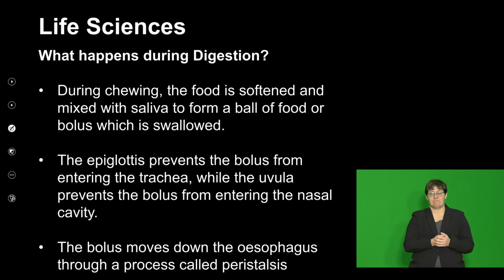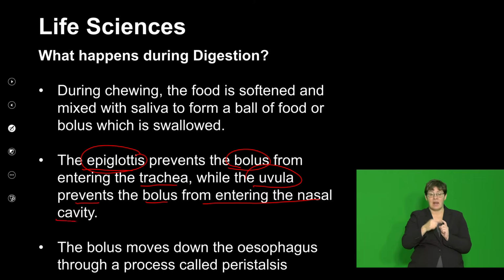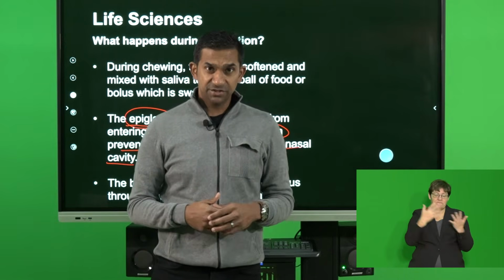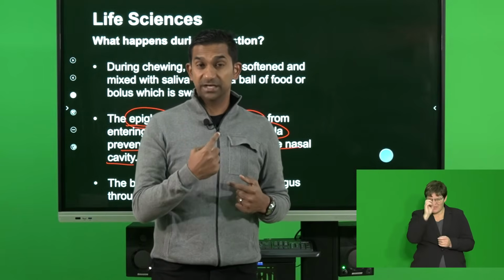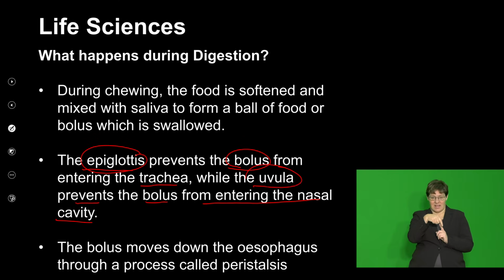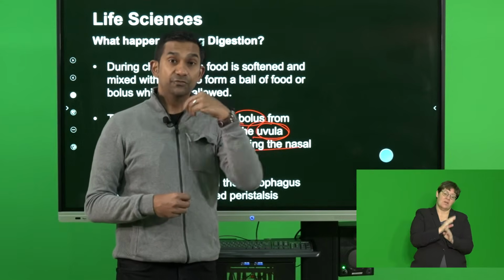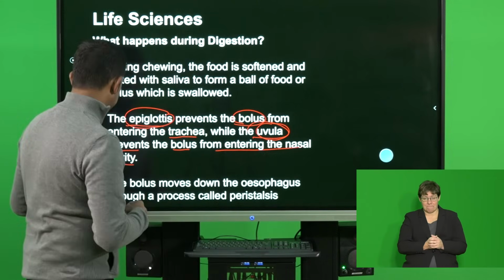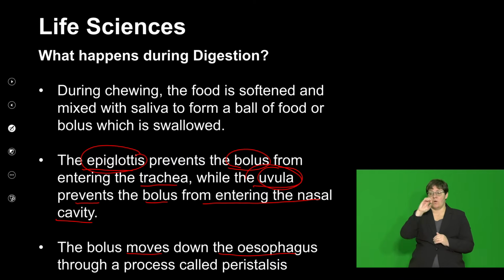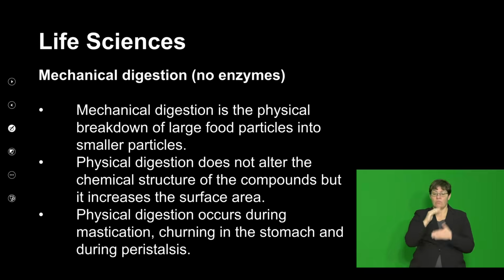When food is swallowed, guys, it moves down, and the epiglottis that opens between the trachea and the esophagus prevents the bolus, which is that ball of food, from entering the trachea, while the uvula, which is the flap that hangs from the upper part of your palate, prevents the bolus from entering the nasal cavity. So sometimes when you drink fast, you find that you can actually get the water up into your nasal passage. It is the uvula that actually stops the water or food moving up into your nasopharynx. Okay. The bolus then moves down the esophagus through a process called peristalsis.